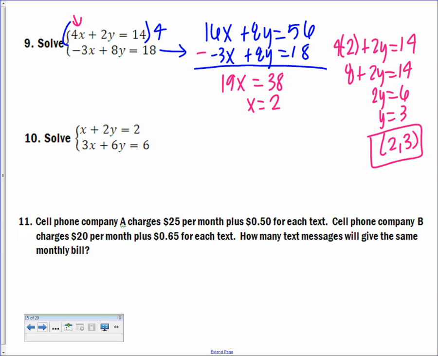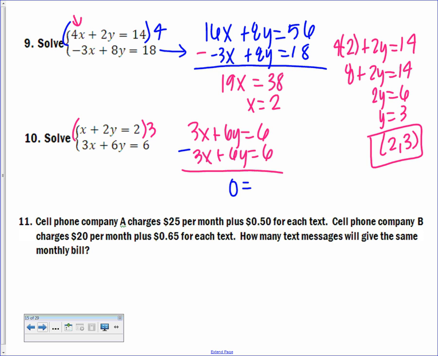Okay, so number 10. Let's see, what would get things to cancel out here? Maybe a 3. So that'll give me 3x plus 6y equals 6, and then 3x plus 6y equals 6. Now at this point, some of you tend to just say, I don't know what to do. But go through the math. To actually get these to cancel, I would subtract, right? So 3 minus 3 is 0. 6 minus 6 is 0. And then 6 minus 6 is 0. So write it out till you get to that point, because 0 equals 0 is a true statement. And a true statement is, final answer, infinite solutions.